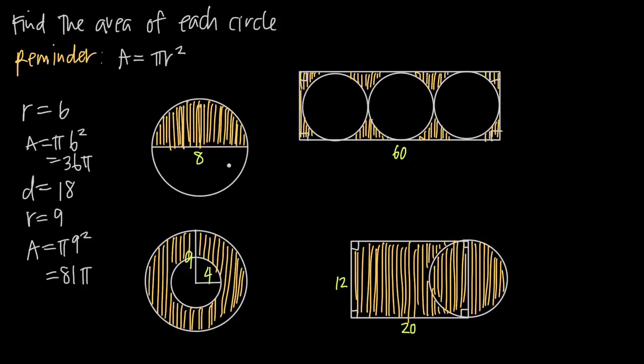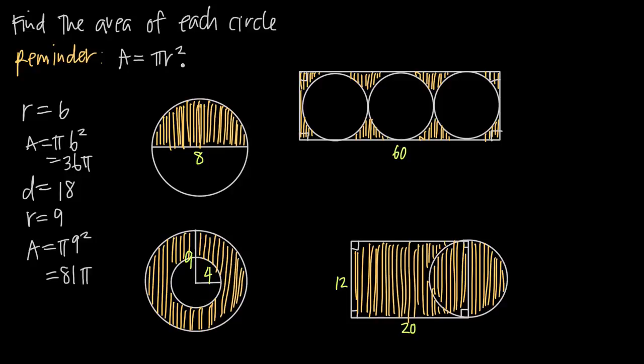Now, it's really common to be given problems like these ones where you're asked to find the shaded area. In this first example here, we have a circle. We know that the diameter of the circle is 8, and we need to find the area of half of the circle, this shaded area here.